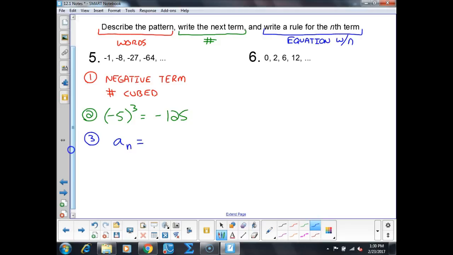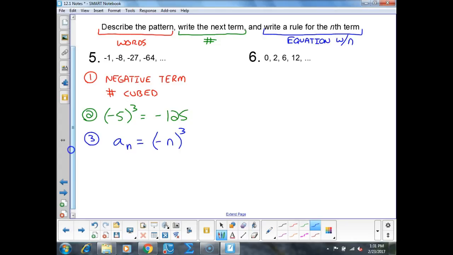I want the rule for my nth term, and I'm going to go back up here to my red pattern. My red pattern says negative term number. So that's negative n cubed. And that's my rule. Now, when you make a rule, you should then check your rule with your pattern, and then check your pattern with your sequence. We checked our sequence with our pattern, and we just translated our pattern into a rule, so we're good here.